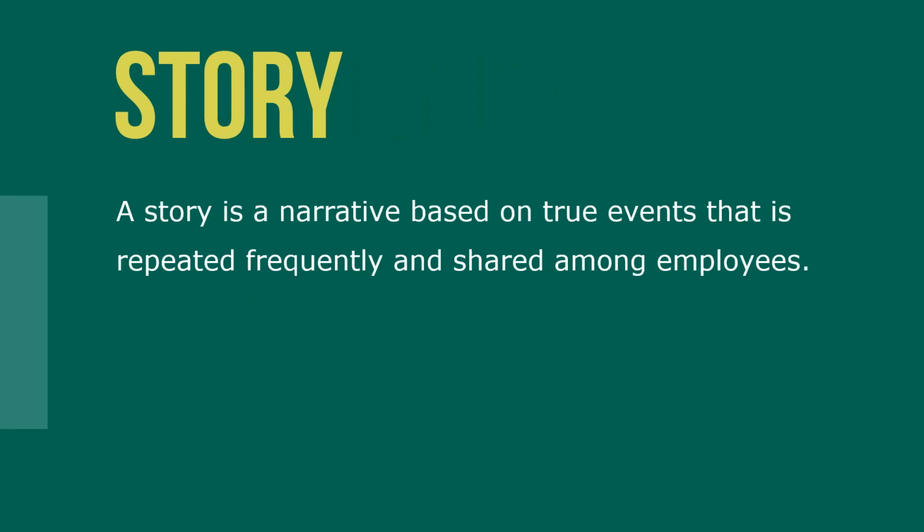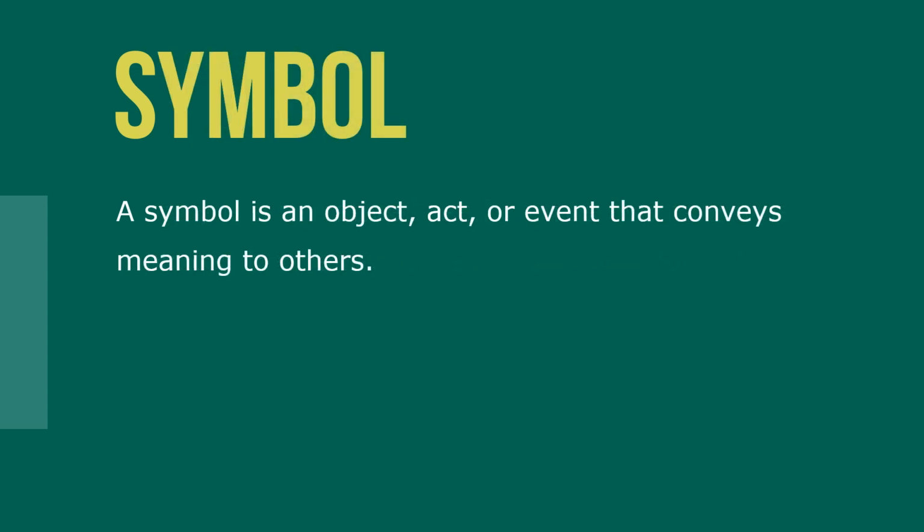A story is a narrative based on true events that's repeated frequently and shared among employees. Leaders can use stories to illustrate the company's primary values. Another tool for conveying cultural values is a symbol. A symbol is an object, act, or event that conveys meaning to others. Leaders use physical artifacts to symbolize important values.